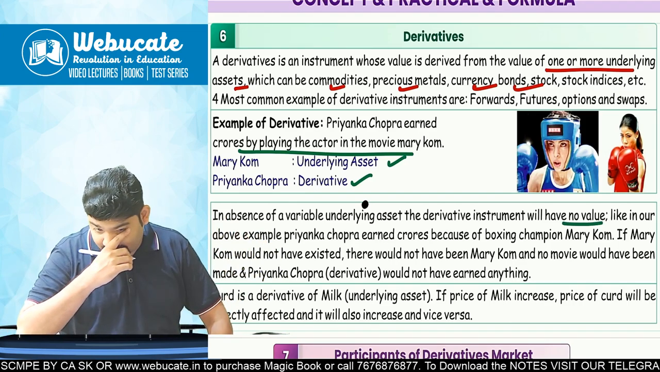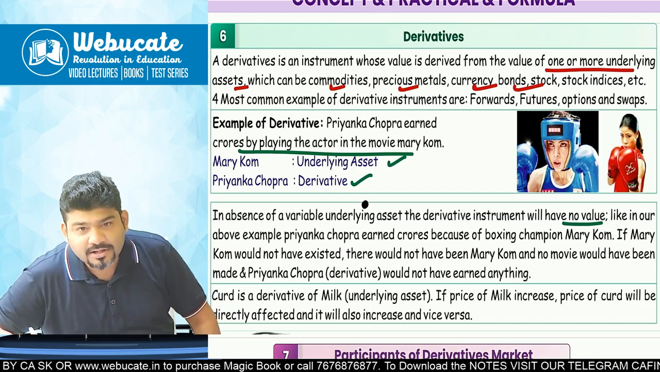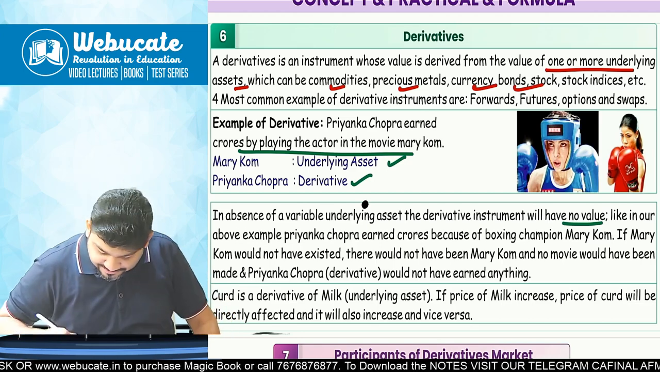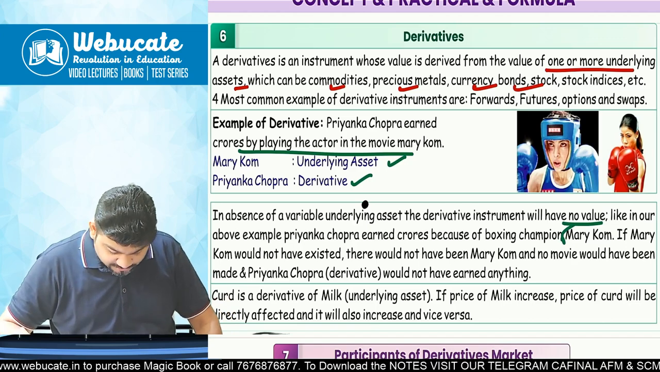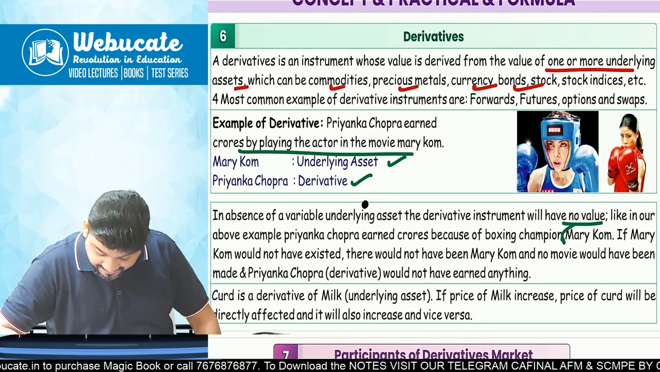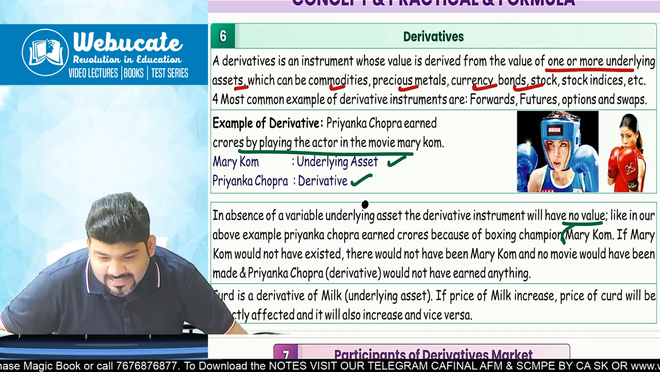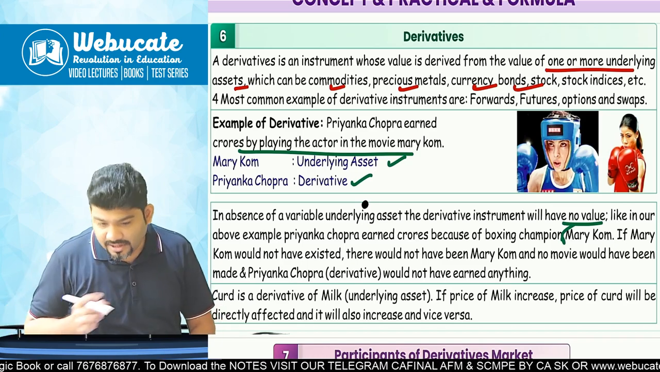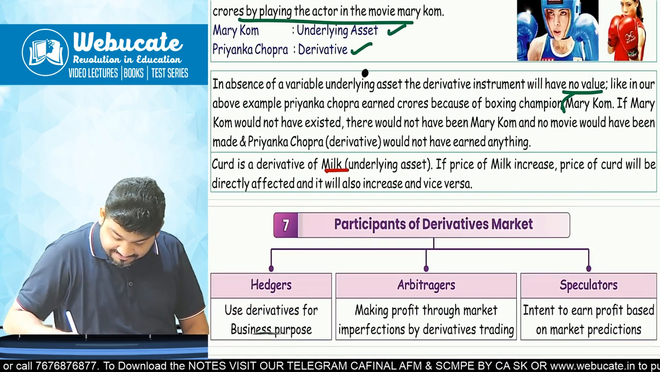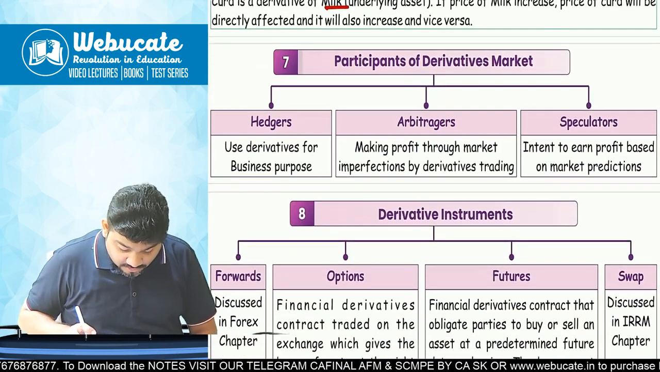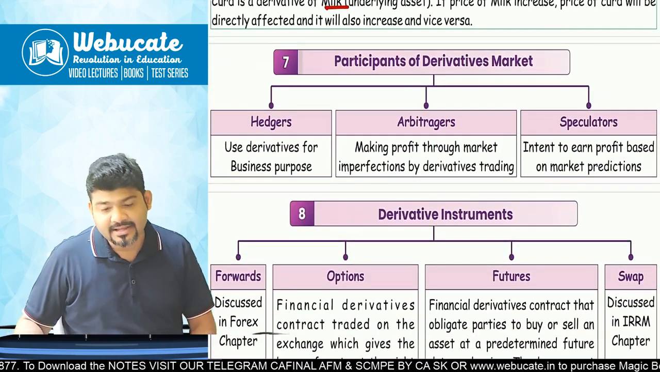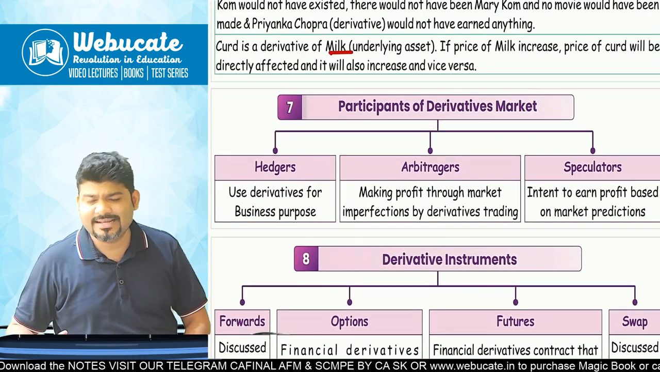Like in our above example, Priyanka Chopra earned crores because of boxing champion Mary Kom. If Mary Kom had not existed, no movie would have been made, and the Priyanka Chopra derivative would not have earned anything. Curd is a derivative of milk. If the price of milk increases, the price of curd will also be directly affected and increase, and vice versa. There is a direct connection.